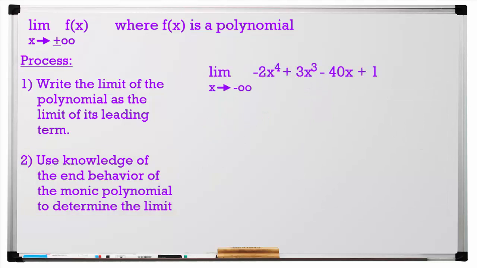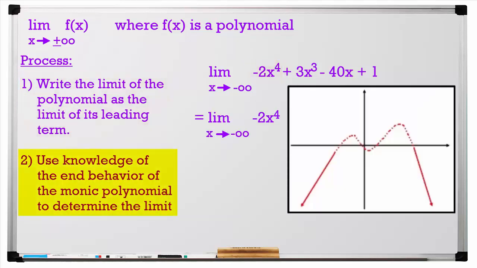The limit as x goes to negative infinity of negative 2x to the fourth plus 3x cubed minus 40x plus 1. Again, since f of x is a polynomial, we can equivalently look at the limit of the leading term. So the limit of negative 2x to the fourth as x approaches negative infinity. The degree of this is even, and the leading coefficient is negative. And so this graph starts in quadrant 3 and ends in quadrant 4. So as x goes to negative infinity, the graph goes down to negative infinity.